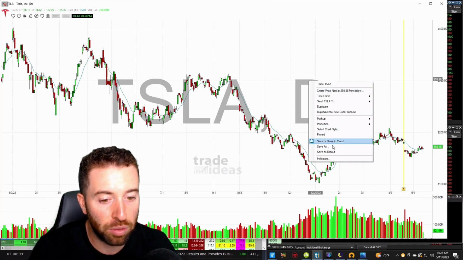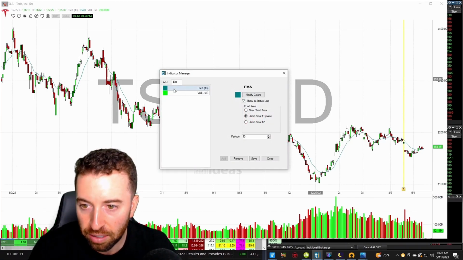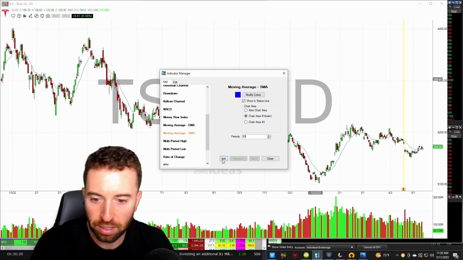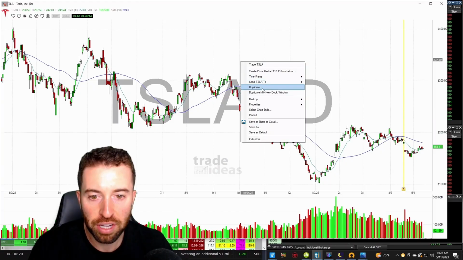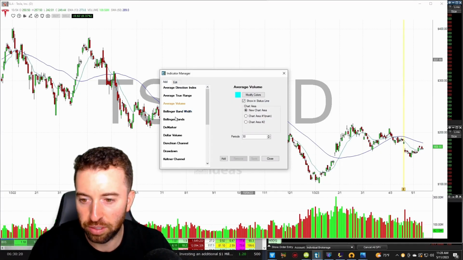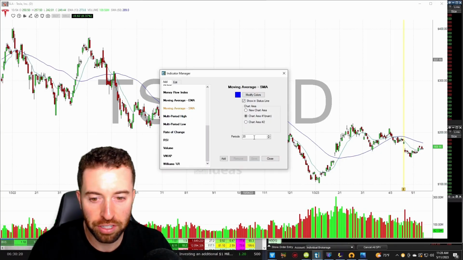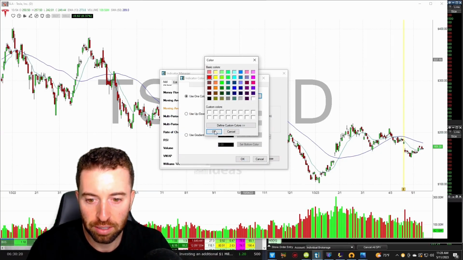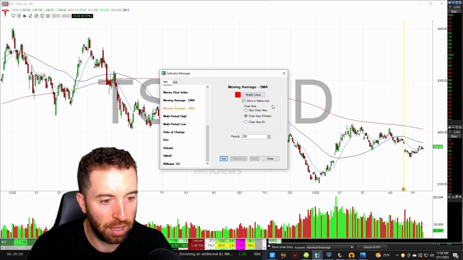Then on top of that, I do have the 200-day moving average that I like. All right, so we have our SMA, we have our 50-day moving average. And then on top of that, we also have our indicators right here, which is going to be our 200-day moving average SMA. So 200, change this over to red, boom, add, boom.